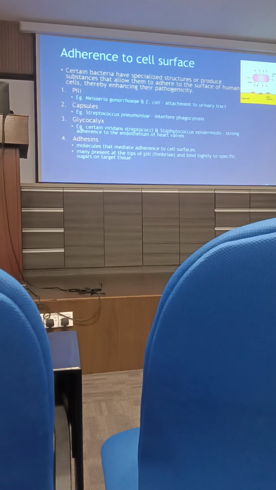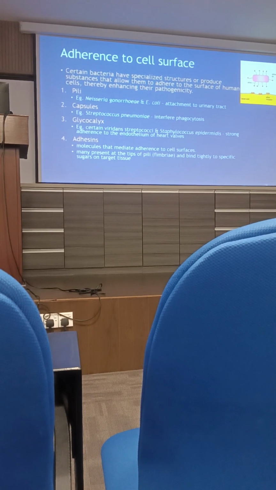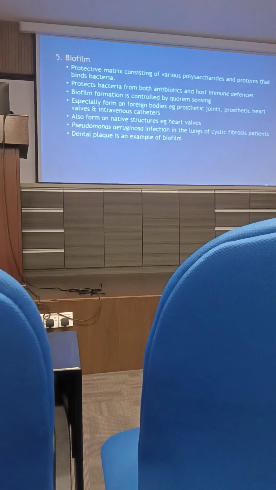Glycocalyx is something like capsule, but they are more loose. It's not a complex structure, not as complex as a capsule lah. Loose arrangement. Some bacteria like the Viridans group Streptococci and Staphylococcus epidermidis have strong adherence to the endothelium of heart valves through these glycocalyx. Some bacteria have adhesins, mainly on the tip of the pili, to help them bind even more tightly to target tissue.